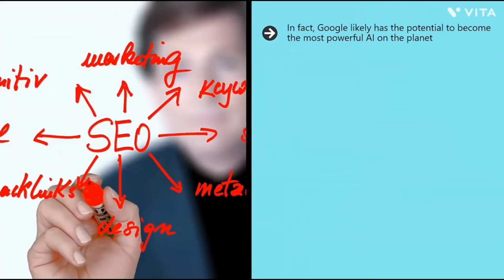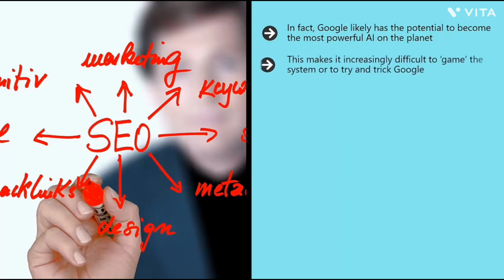In fact, Google likely has the potential to become the most powerful AI on the planet, owing to the huge amount of information it has access to and the huge resources that the company pours into it. This makes it increasingly difficult to game the system or to try and trick Google. The best thing we can do then? Make the best quality content we can.